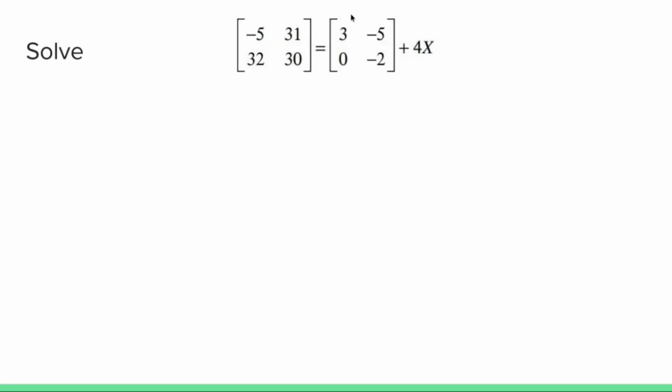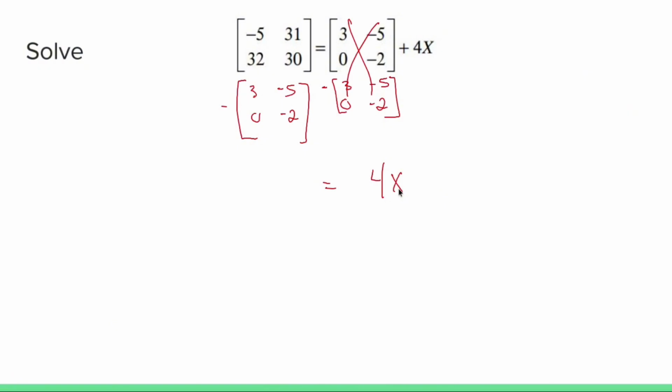Solve this matrix equation. Now, whenever you have a matrix equation, if you're not multiplying two matrices together, which we're clearly not, you're going to treat it like a regular old two-step equation. For example, if that was like 5, we would just subtract 5 from both sides. Well, why change the rules? Let's just subtract that entire matrix. So let's subtract 3, negative 5, 0, negative 2 from both sides. That will cross out and leave us with 4x on the right.